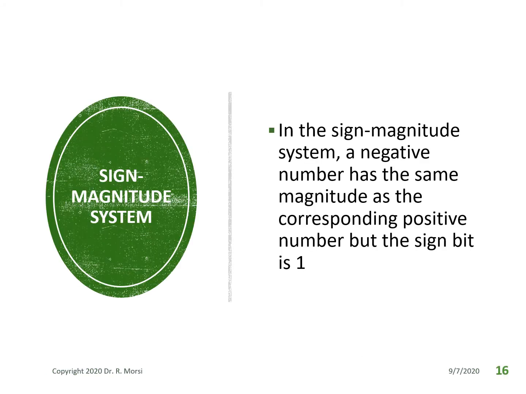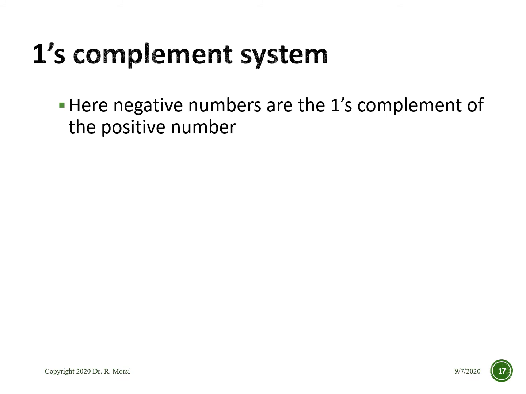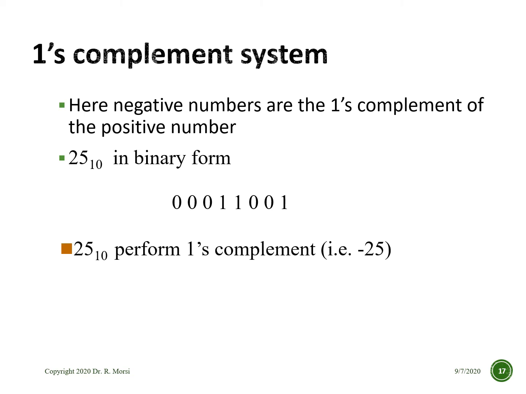So in the sign magnitude system, the negative number has the same magnitude as the corresponding positive number, but the sign bit would be a 1. Now, in the ones complement system, the negative numbers are the ones complement of the positive number. So if I had 25 again, base 10 in binary form, there's the number. I want to get the ones complement of it to make it negative 25. I just flip all the ones to zeros and the zeros to ones, and I have it in ones complement form. Very simple. So now I have the negative number in ones complement form.